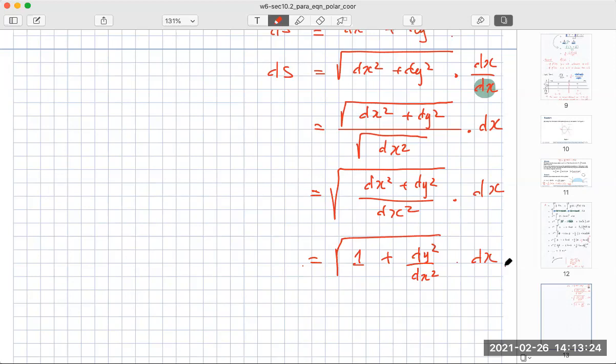Be careful. Don't be confused between this one and the second derivative. The second derivative of y with respect to x is written this way. But this one is dy, the infinitesimal change in the y direction. Dy squared divided by dx squared. Okay? Don't be confused with the second derivative, that's it.